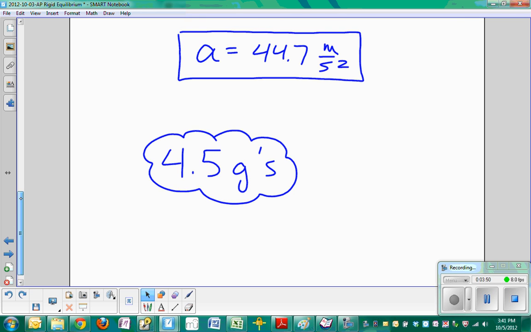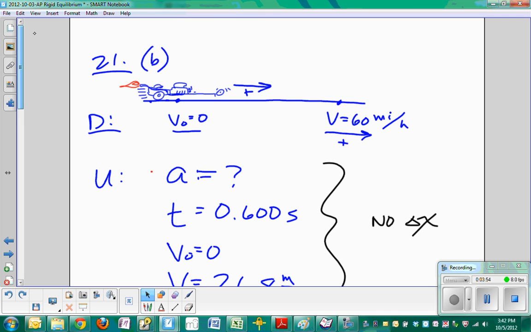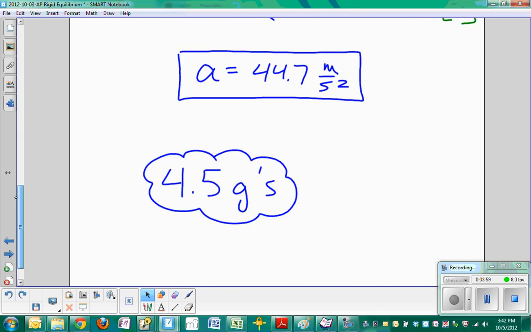So that's pretty monstrous acceleration there, 44.7 meters per second squared for the dragster, going from 0 to 60 miles an hour in less than a second. Pretty amazing.